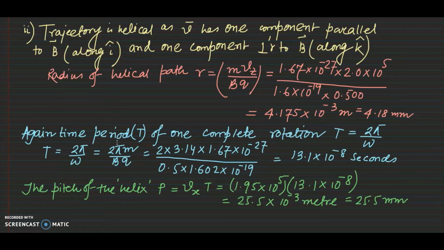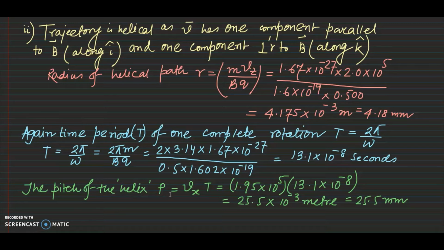Again, for the helix, for the pitch of the helix, we need to find the time period also. So the time period has the expression of 2 pi m by qB. Here m is 1.67 times 10 to the minus 27, the mass of the proton. B has a value of 0.5 Tesla, q is the proton charge. So it becomes 13.1 times 10 to the minus 8 seconds.